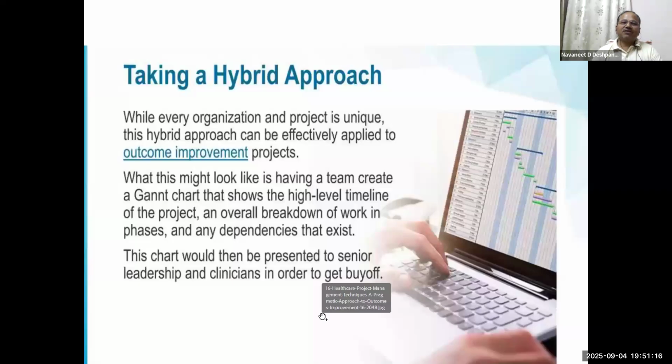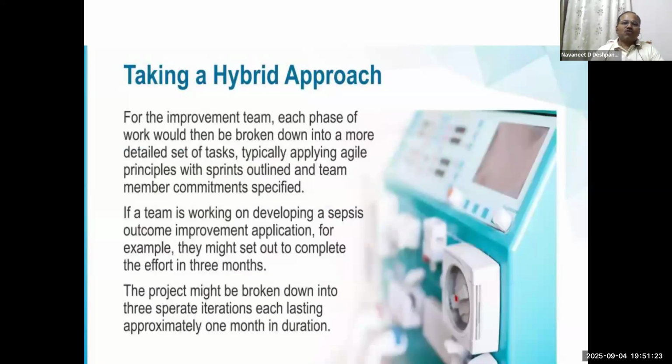So this kind of understanding with the planning sequence is very essential in order to execute them finally. So for the improvement team, each phase of work would then be broken down into a set of minor tasks, typically applying agile principles with sprints. Okay, and then team members' commitment will be specified, that what has to be done, what will be the job description in this phase. After 6 months, what will be the job? So job descriptions themselves can change over a period of time, right?